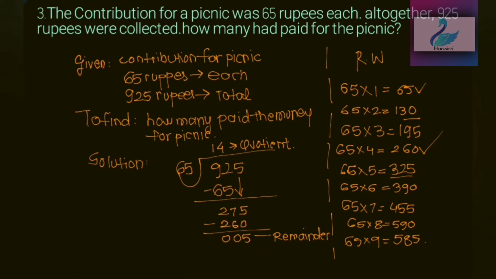Now you had to find in the question how many had already paid, not the remaining one. So you have to find the quotient. So here the quotient is 14. The number of people who already paid, the work is done. So write the final answer. 14 had already paid the money for the picnic.